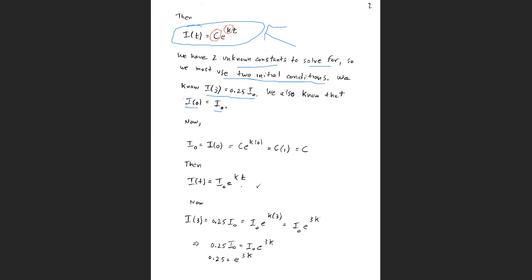Okay, so first of all, I apply this first initial condition right here, and I can solve for my big constant C, and my big constant C equals I sub 0. And then I'm going to apply my second initial condition. Let me give you a moment to catch up.